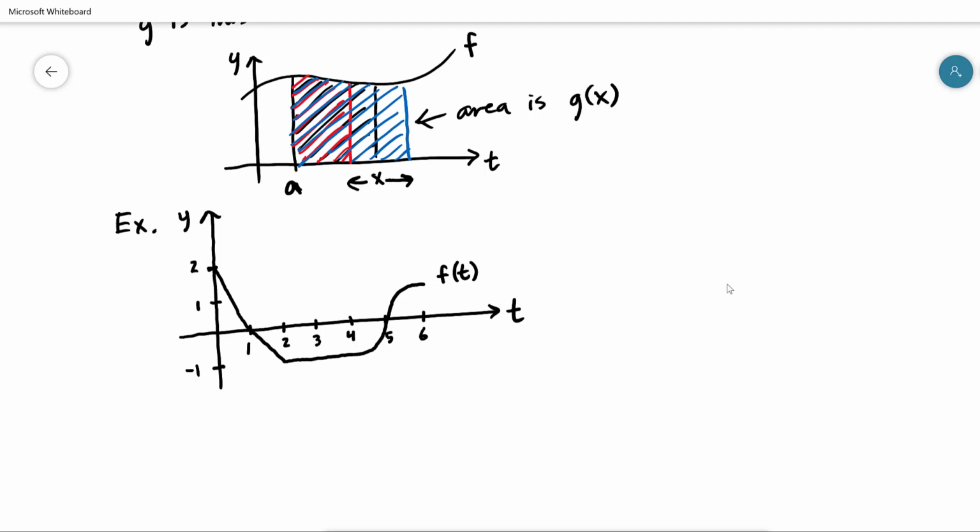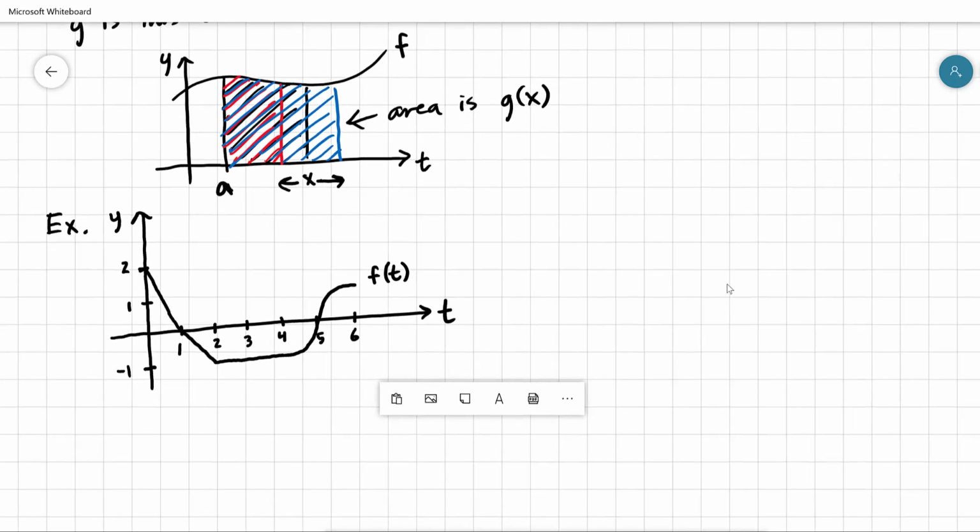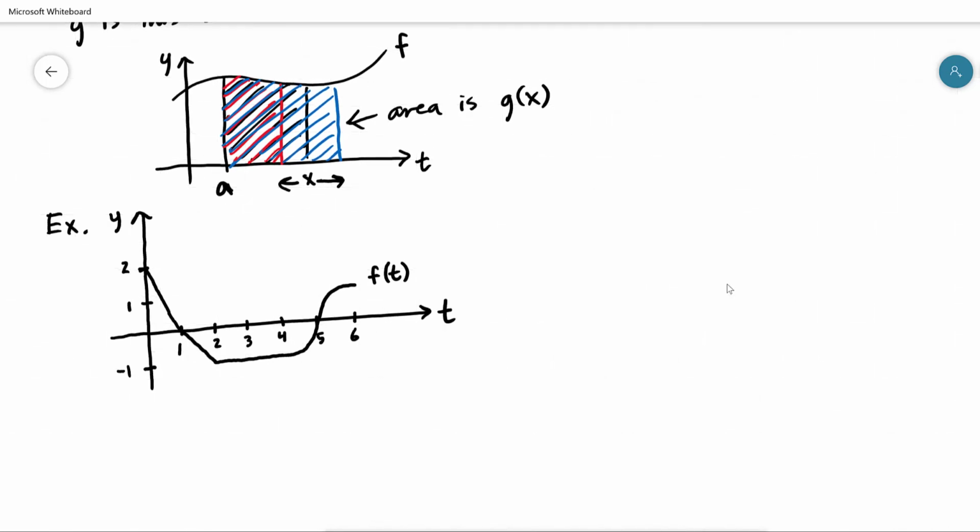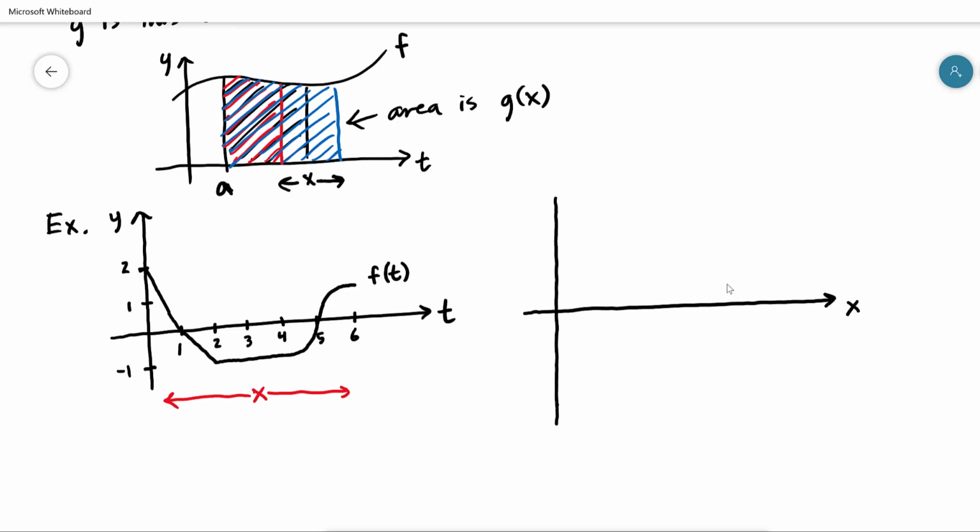I want to figure out what the corresponding g of x looks like. So the idea is I'm going to let x move around, and we're going to look at the areas under the curve to figure out what the values of g should be. So here's going to be the other graph. I'll have it over here. Make that a little straighter. So this is going to be x and y.